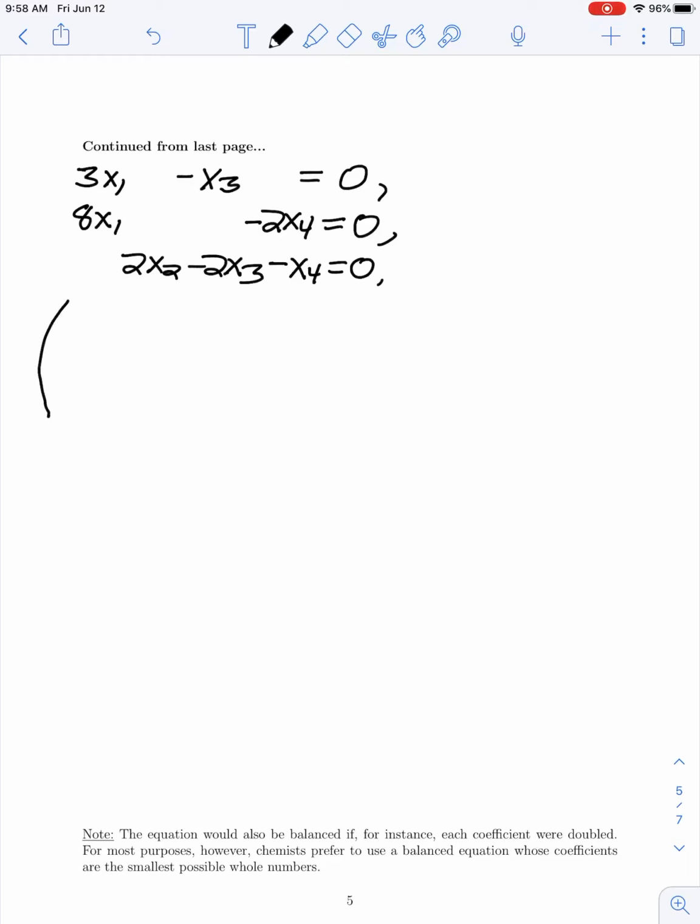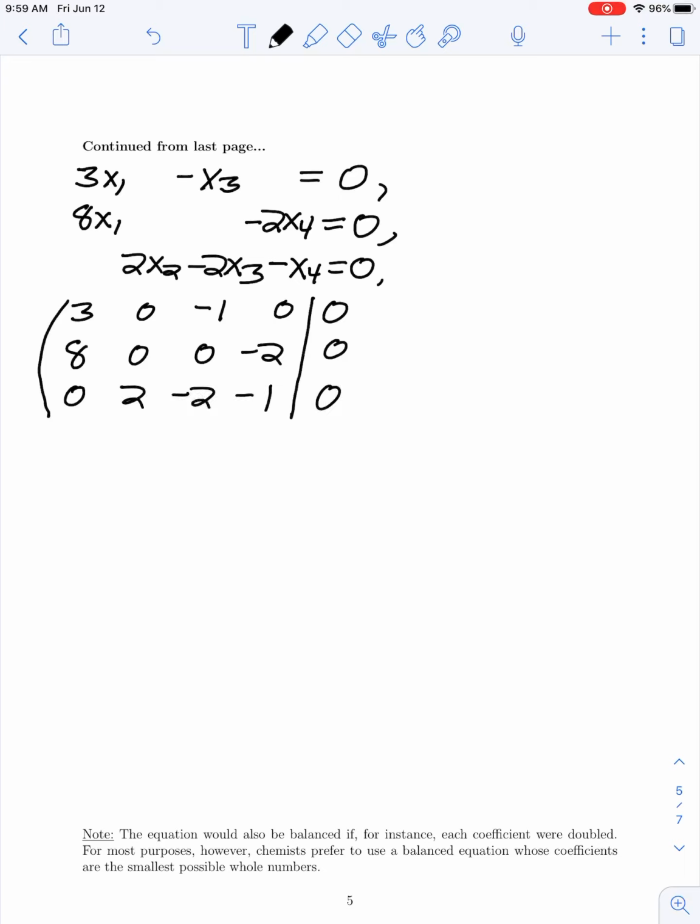So for our first row, we have 3, 0, negative 1, 0, 0. For our second row, we have 8, 0, 0, negative 2, 0. For our third row, we've got 0, 2, negative 1, and 0. So we need to simplify here.